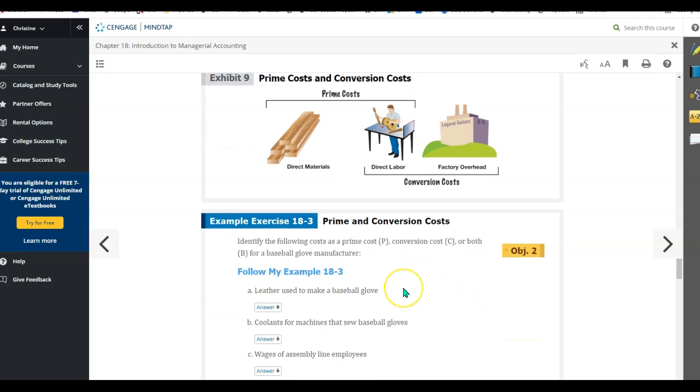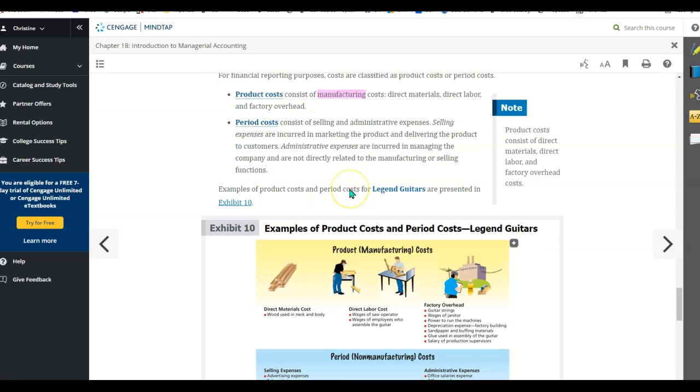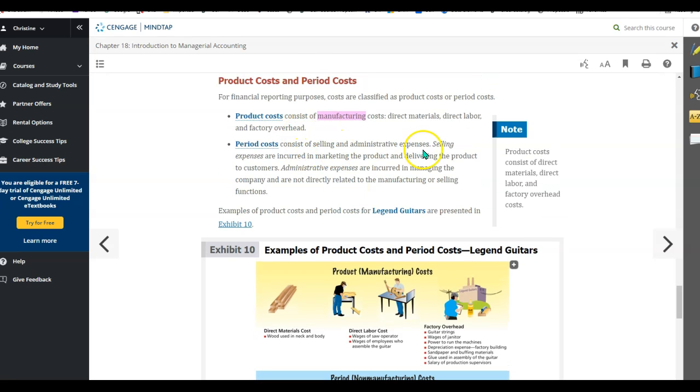And then there's one more piece here. Product costs versus period costs. Product costs are manufacturing costs: direct materials, direct labor, factory overhead. And then period costs are selling and administrative costs. You want to think about those big categories on the income statement. That's really what that refers to. Two big categories of operating expenses on the income statement. That's what those are.